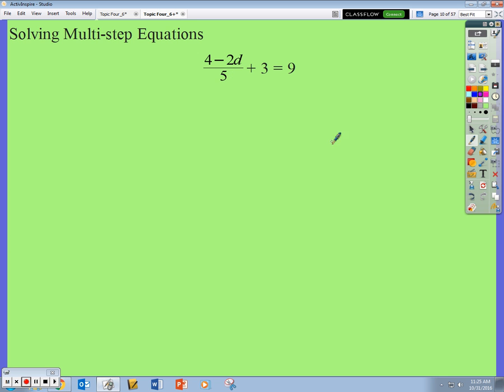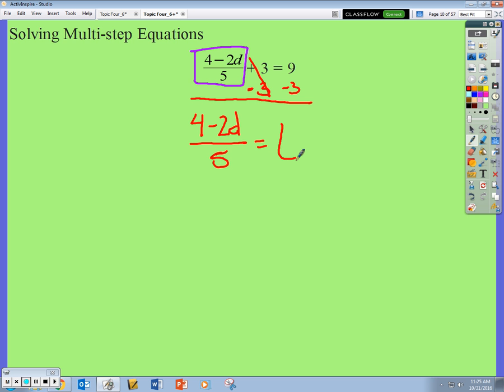And I see that this whole term has that variable and that coefficient, so I'm going to leave that alone right now. What I want to do is begin to simplify this to solve for it. To help me out, I'm going to subtract 3 from both sides. Let's get that 3 away from that other term here. So now we're left with 4 minus 2 times d, still divided by 5. Well, the 3's cancel each other out, so I'm left with 9 minus 3, which is 6.